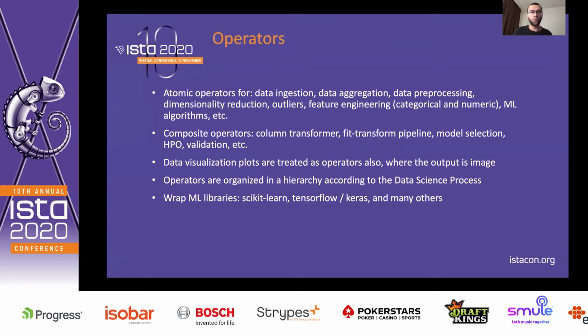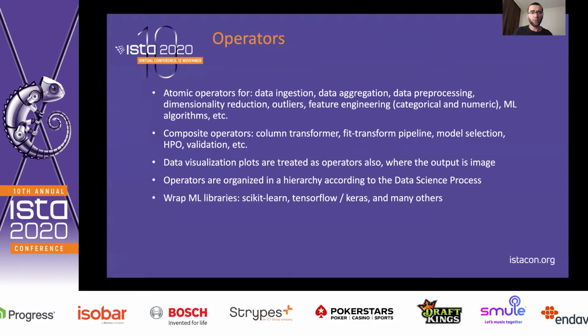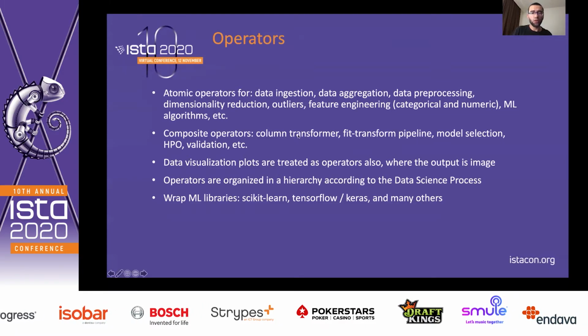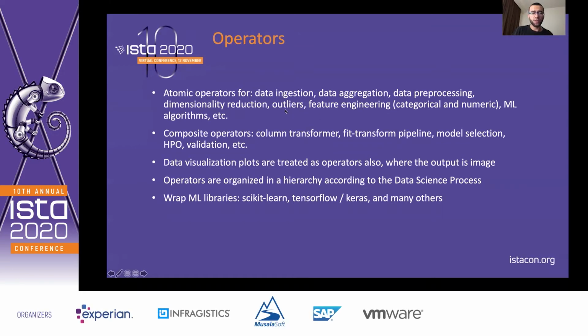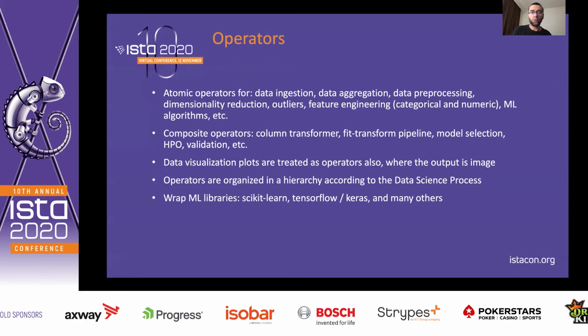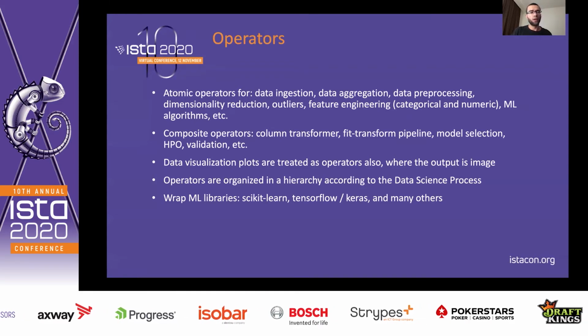So there are different kinds of operators that you will need. Some will be atomic and will execute some tasks from the data science process for feature engineering, machine learning algorithms, or data pre-processing, dimensionality reduction, outliers, etc. Other operators will be composite and they will be composed of other operators, such as the column transformer, fit transform pipeline, model selection operator, and so on.